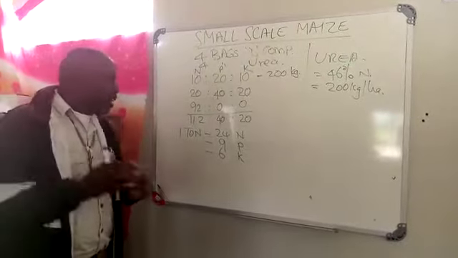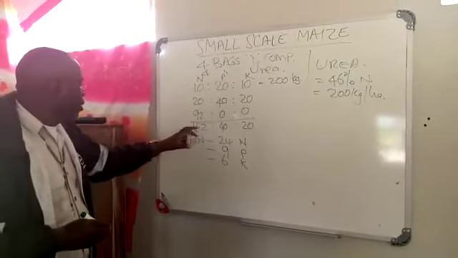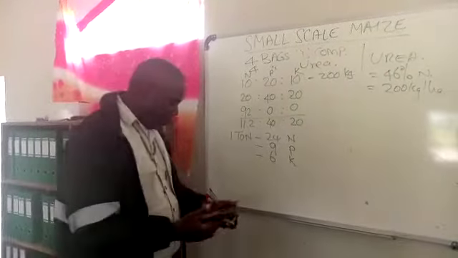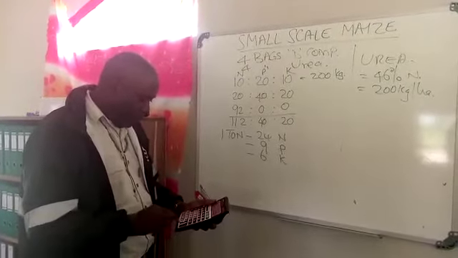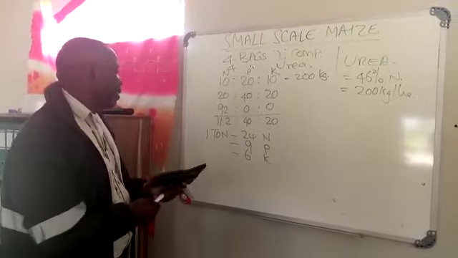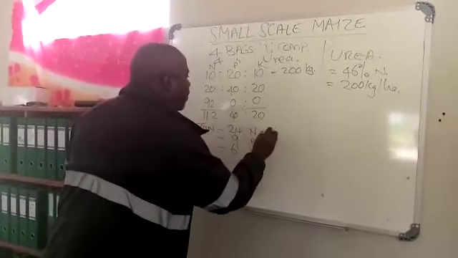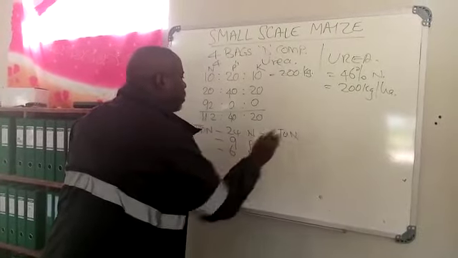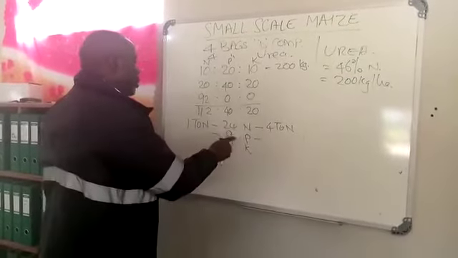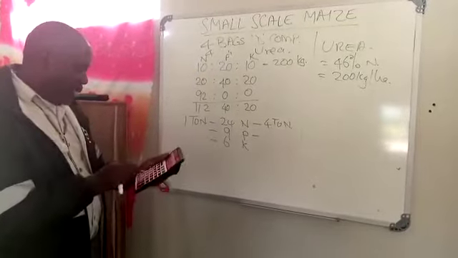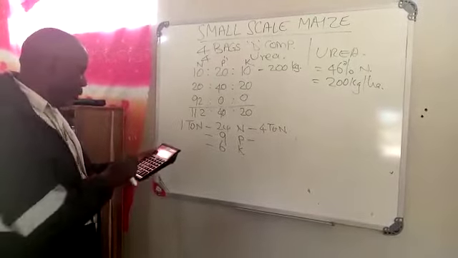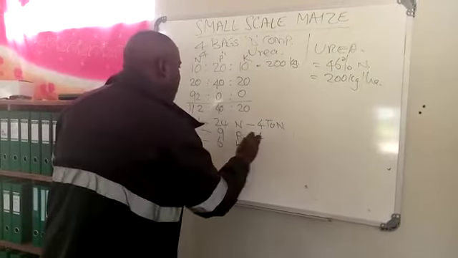So then, let's see how many tons this will give us. I'll have to get a calculator, but roughly 112 divided by 24, that gives us 4 tons. On the nitrogen basis alone, this farmer could get 4 tons. What about on the P? We say 40 divided by 9 is also giving us 4 tons.